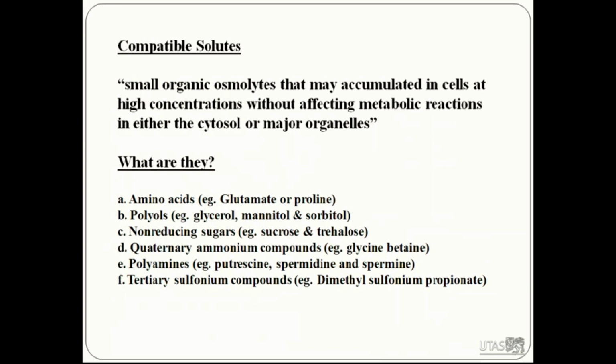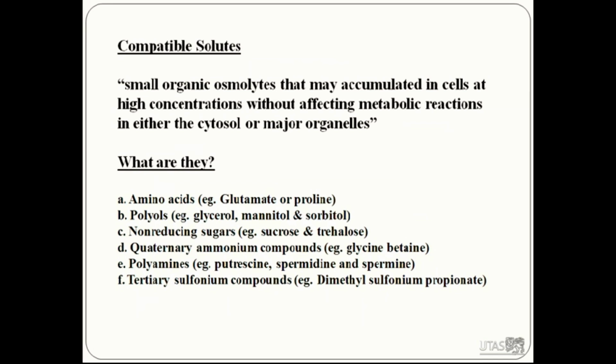Compatible solutes, what are they? Compatible solutes are small organic osmolytes that may accumulate in cells at a high concentration without affecting metabolic reactions in either the cytosol or major organelles. What are they? They can be in the form of amino acids like proline, polyols like mannitol, sorbitol, non-reducing sugars like sucrose and trehalose, quaternary ammonium compounds like glycine betaine, some polyamines, and tertiary sulfonium compounds.